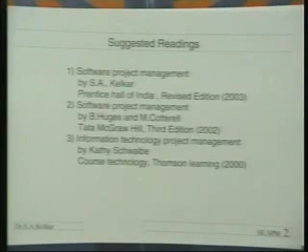These are the recommended books, in case you want to do further reading in these areas. This is a book on software project management written by me, published by Prentice Hall of India. It's a revised edition, 2003. The book on software project management by Hughes and Cottrell from Tata McGraw-Hill is in its third edition, 2002. And Information Technology Project Management by Kathy Schwab, by Course Technology, Thomson Learning. The last known edition was in 2000.